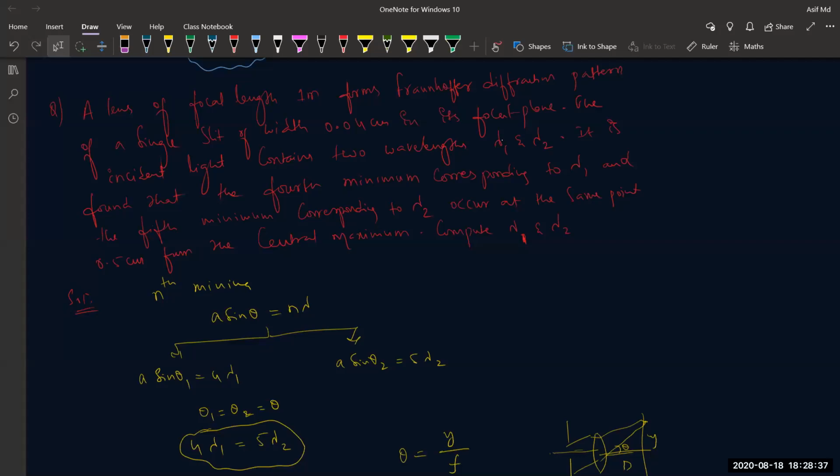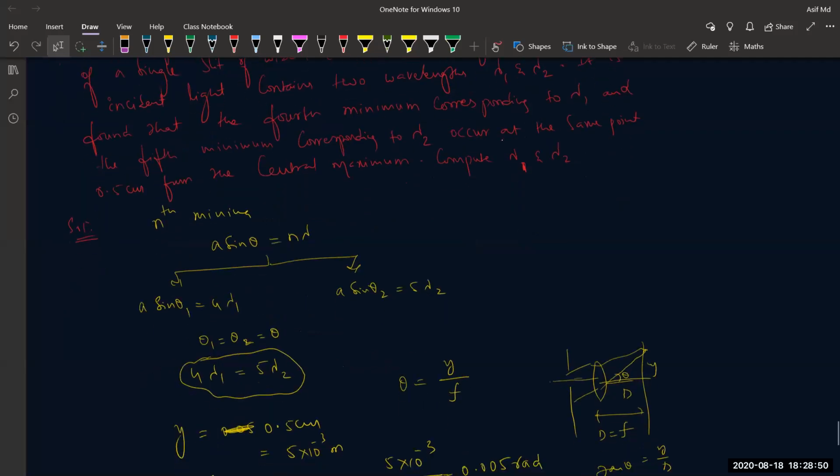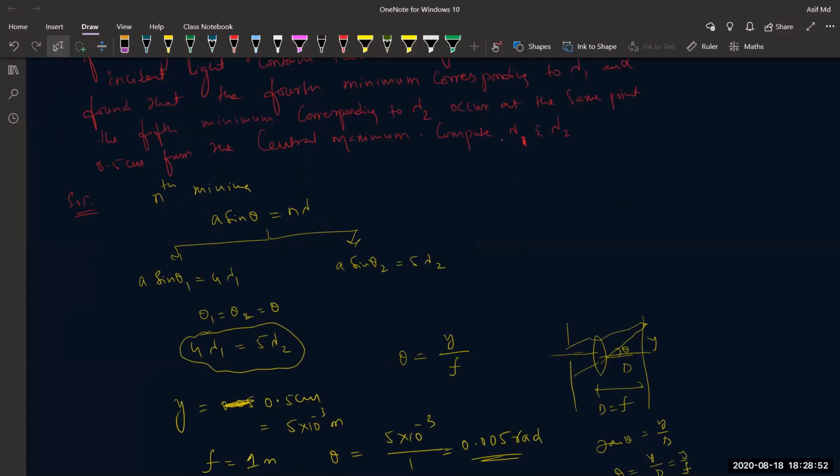I hope you got an idea. For minima, the nth minimum is given by a sin theta equals n lambda. One is 4, another is 5. Theta is very, very small, so theta 1 and theta 2 are the same because they are coinciding. So we get the relation between them as 4 lambda 1 is equal to 5 lambda 2.